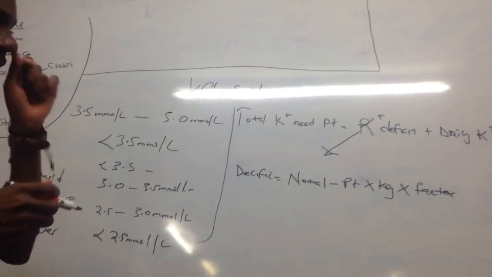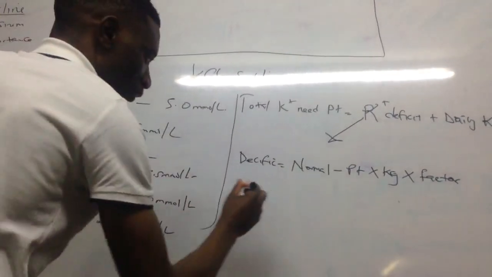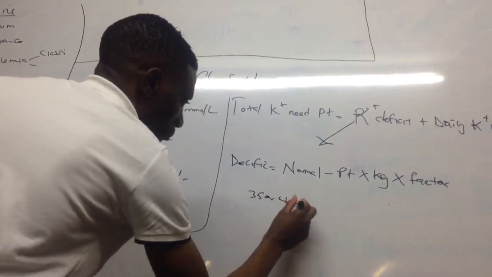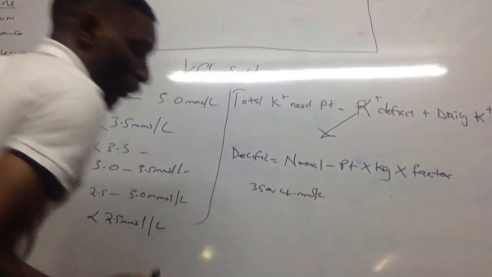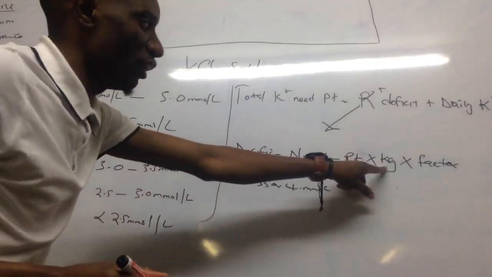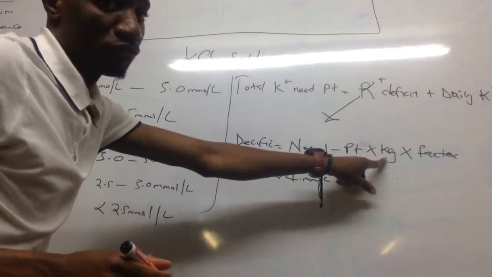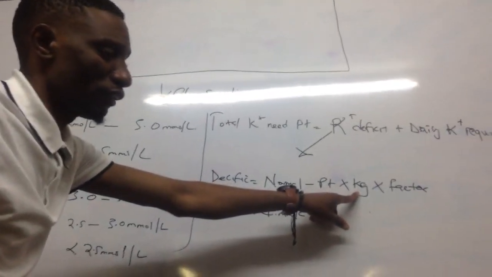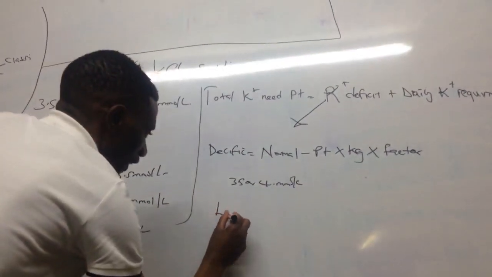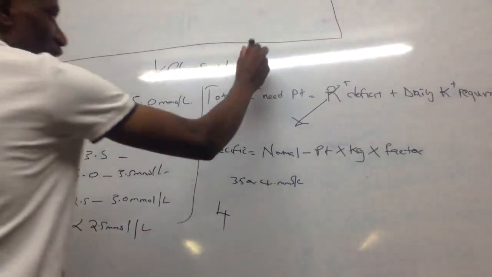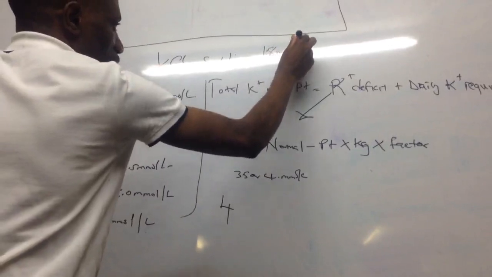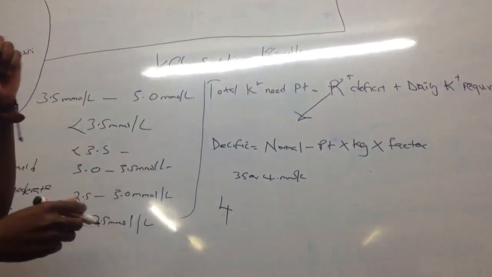So here's the thing. For the normal value, we use two forms. We can use 3.5 or we can use 4 millimoles per liter. So here's what I'm going to tell you. If we're using 3.5 millimoles per liter, our factor becomes smaller; we'll use 0.4 as the factor. We can use 0.6 as the factor if we're using 4 millimoles per liter. So assuming patient X, the patient's potassium value is, let's say, 1.8 millimoles per liter.